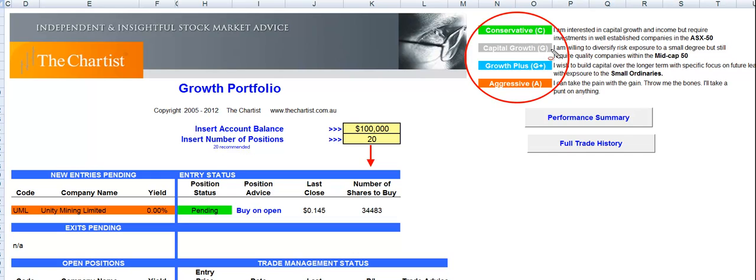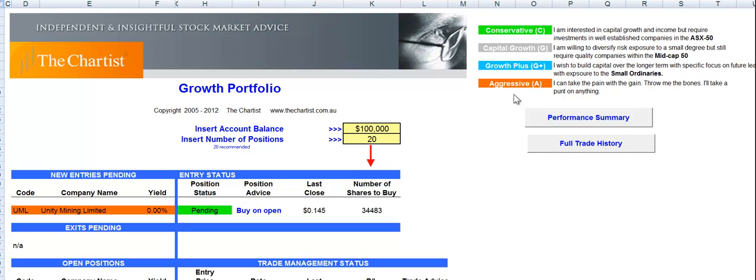If you're not quite that conservative, maybe trade the mid-cap 50, which is the next 50. And if you're a little bit more growth orientated, which is where I trade, then you trade the small ordinaries, which is the 100 through to the 300. And if you're a little bit more aggressive, you can trade anything beyond the ASX 300, so long as the liquidity requirements are available.